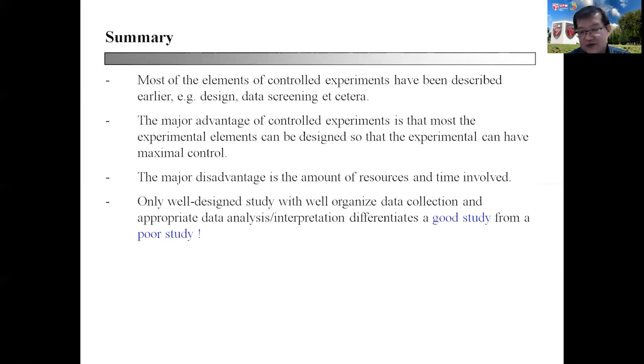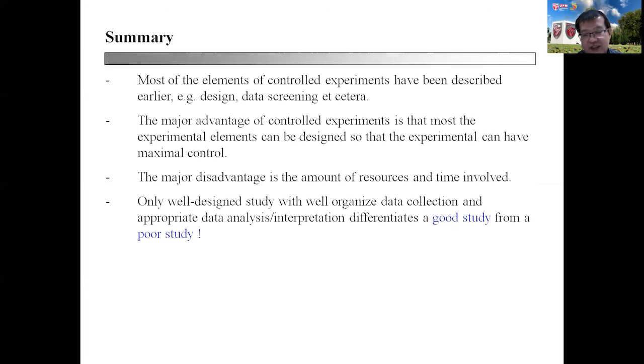And the major advantage of control experiments is that most of the experimental elements can be designed so the experimenter can have maximal control. As we can see in the Gompertz model just now, you have already more or less indicated what will be the pro and the anti-tumor factors. And of course, it boils down to the researcher themselves to further segregate or identify what will be the contributing or the suppressing factors that affect tumor growth.